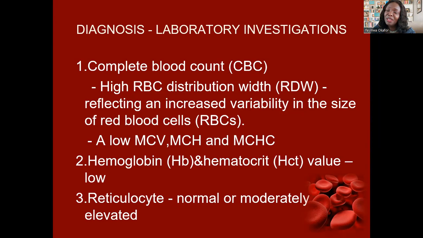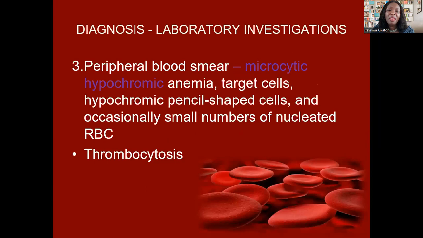The PCV will obviously be low, and then the MCV will be low, the MCH will be low, the MCHC will be low. The hemoglobin and hematocrit are low. The reticulocyte count is not commensurate with the degree of anemia. So it can be low or moderately elevated, but it is not commensurate with the degree of anemia being presented. When you look at the peripheral blood smear, the cells will be microcytic and hypochromic. That defines iron deficiency anemia.